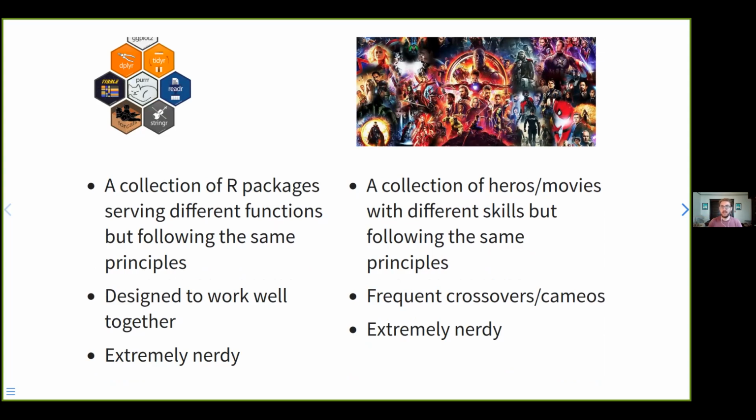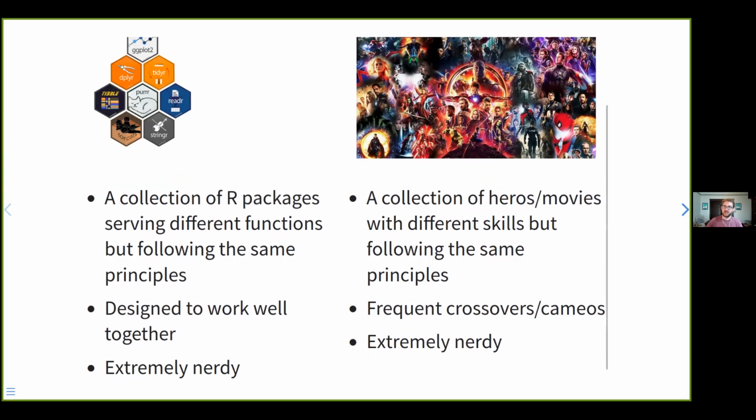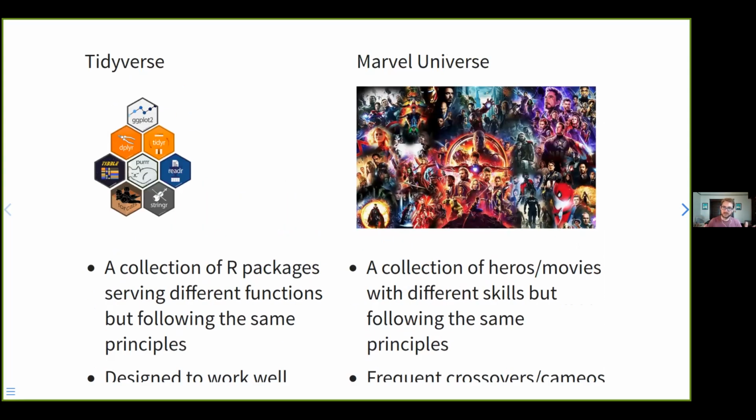Both are extremely nerdy. There are also, of course, people who are just tired of these franchise things and consider the Marvel universe is killing the modern film industry. Some people are getting tired of the tidyverse in the same way, but I would argue they're just mad at the success of it. It can be a little bit polarizing, but it happens to be extremely easy to use and learn. So we are teaching you here today.